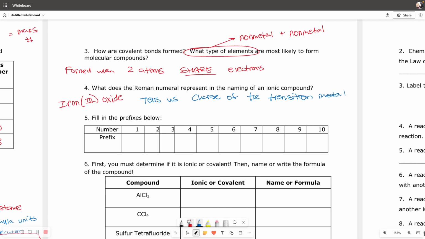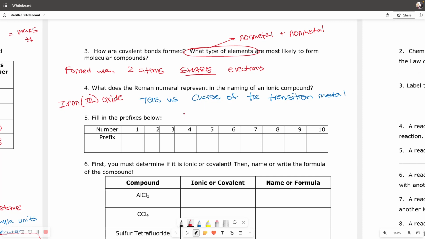And Roman numerals are only going to be seen on transition metals and a couple of other exclusions, because transition metals do not have a fixed charge. It can be 2+, 3+, 1+, and all that jazz. So it will tell you the charge of the transition metal plus a few extras.